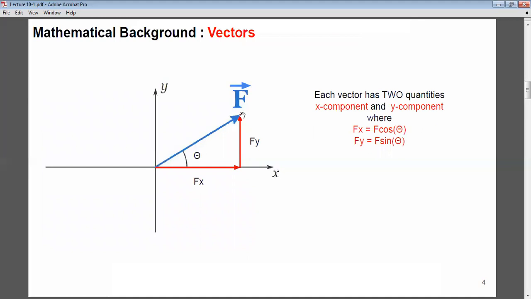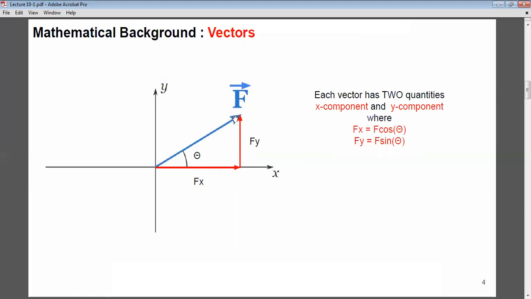It's here in blue. This vector has 2 components. So we say each vector has 2 components. It has an x component, which is along the x-axis, and it has a y component, which is along the y-axis. How to draw the x component?